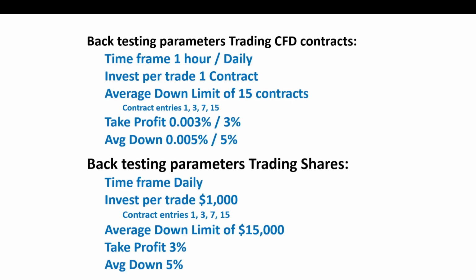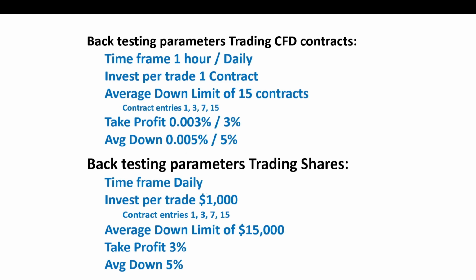So here are the back testing or trading parameters. If you're trading on the 1 hour time frame, you invest per trade one contract, the first contract entered, and you have an average down limit of 15 contracts. So basically the contract entries, the first one is one contract, next lot is 3, you've got a total of 3 contracts now running. Add another 4, you've got 7 contracts running, add another 8, and then you've got a final of 15 contracts maxed. And every time you average down, you make sure it drops by at least 0.005% for a 1 hour trade or contract parameter. If you're trading on the daily, the average down is a 5% decline.